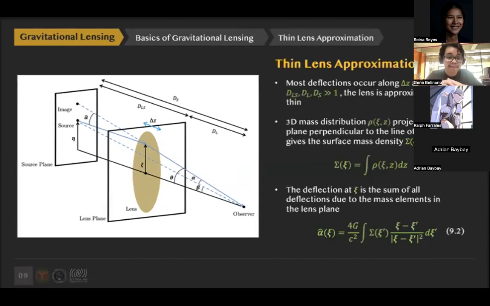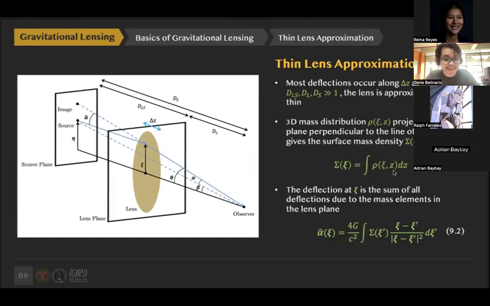Now, here we employ the thin lens approximation. Since most of the deflections occur within a distance delta z perpendicular to the lens, and since the distances between the observer, the lens, and the source plane are great, we can approximate the lens to be a thin lens, just like in geometric optics. In addition, the lens is technically a 3D mass distribution. However, we can project this on the lens plane by simply integrating the 3D mass distribution along the path where most deflections occur.